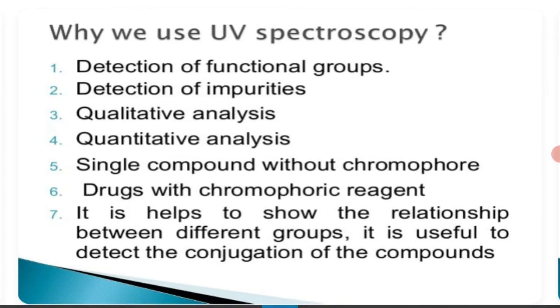Why do we use UV spectroscopy? Detection of functional groups, detection of impurities, qualitative analysis, quantitative analysis, single compound without chromophore, drugs with chromophoric reagent, and it helps to show the relationship between different groups. It is useful to detect the conjugation of the compound.